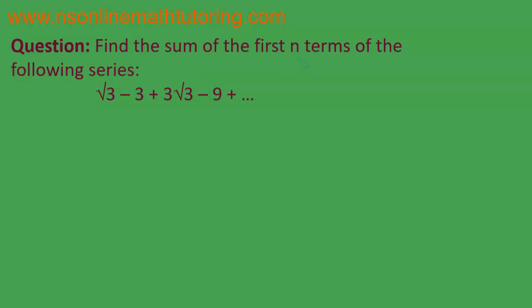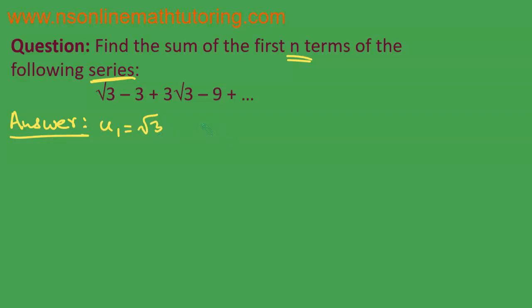Find the sum of the first n terms of the following series. Again, they did not mention what type of a series this is. So let's start with our answer. It is a geometric series because there is the common ratio. First of all, let me write the first term. It is equal to root 3.